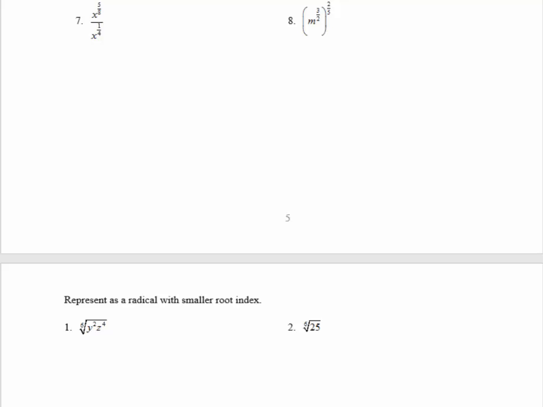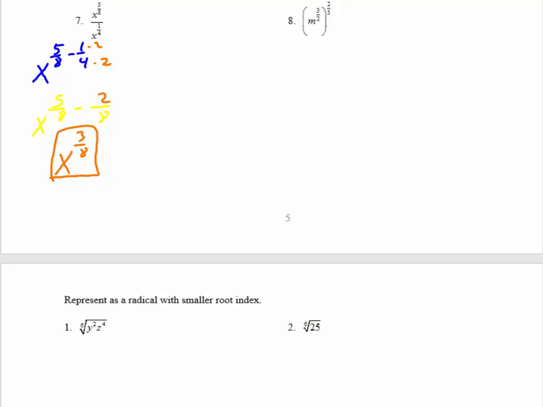Number 7. x to the 5/8 divided by x to the 1/4. Well, when we're dividing, we subtract exponents. So we get x to the 5/8 minus 1/4. Because we are subtracting, we need to find a common denominator. The first number 4 and 8 can both go into is 8. So the 5 is going to stay as is, but we would have to multiply the 4 by 2, so 1 times 2 is 2. So when we subtract that, 5/8 minus 2/8 is x to the 3/8.